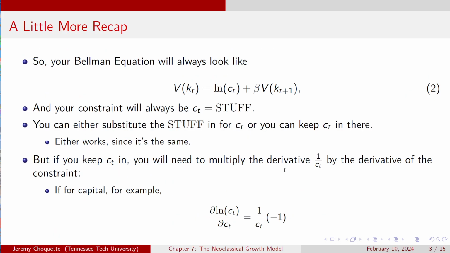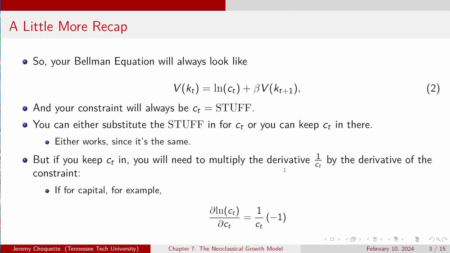Skipped over a lot of stuff here. Okay, so your Bellman equation, like I said, is always going to look something like V of k_t equals the natural log of c_t plus beta times V of k_{t+1}. The constraint's always going to be c_t equals stuff, and you can either substitute that stuff in for c_t or you can keep it in there. Either one works since it's really the same.